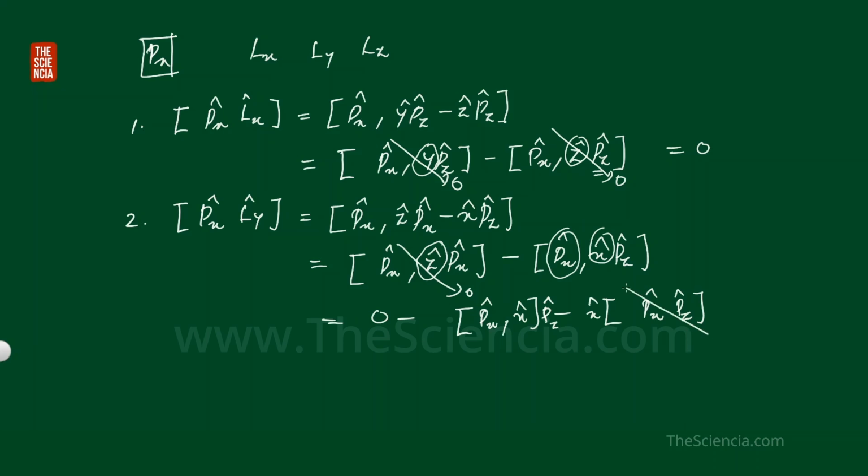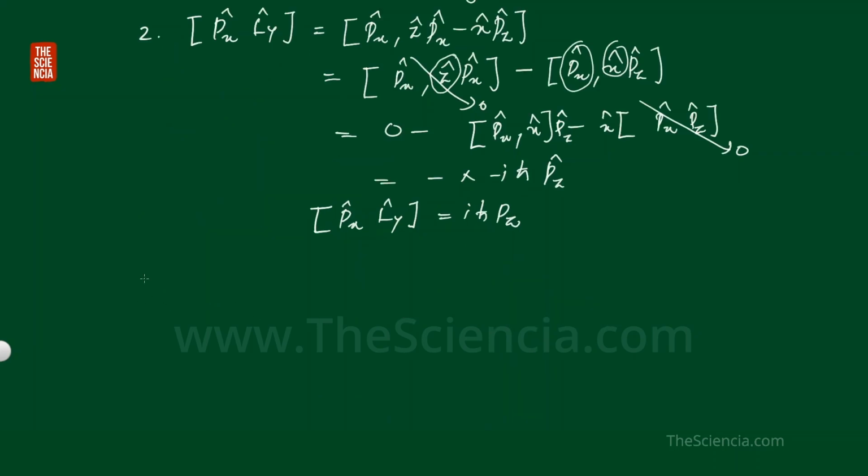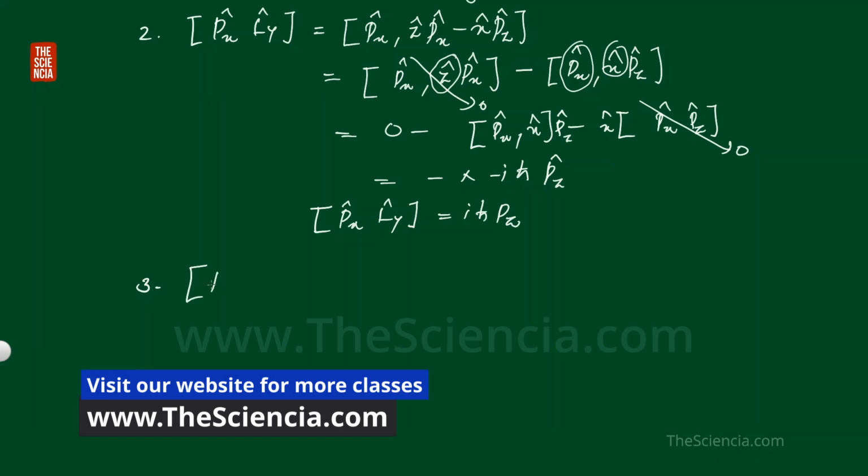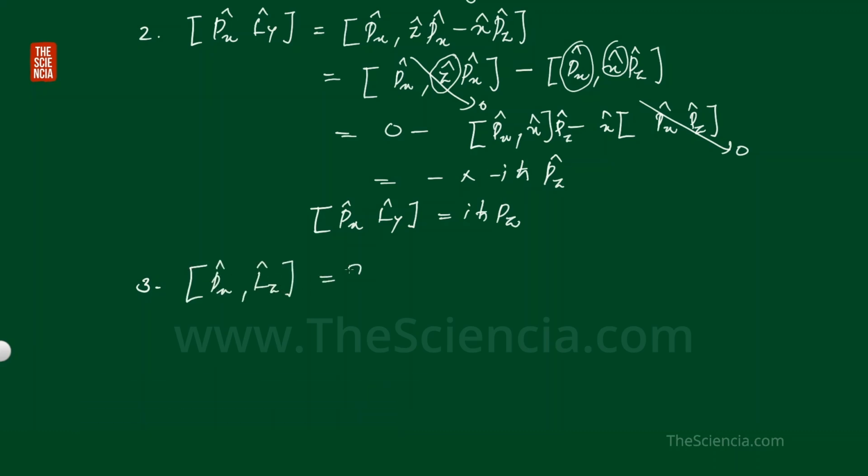So definitely this term is equal to 0, and here this one will be equal to minus into minus I h cross, because the positions of x and Px are reversed. Okay, so into Pz cap. That is, [Px, Ly cap] is equal to I h cross Pz. In a similar fashion, you please solve for the other term, that is [Px cap, Lz cap]. Okay, this is a work for you.